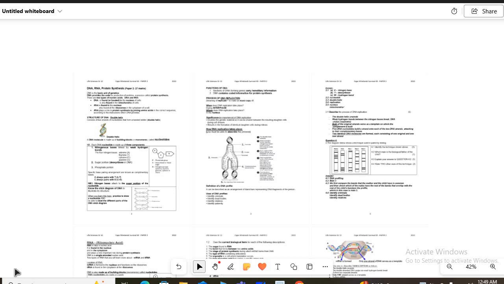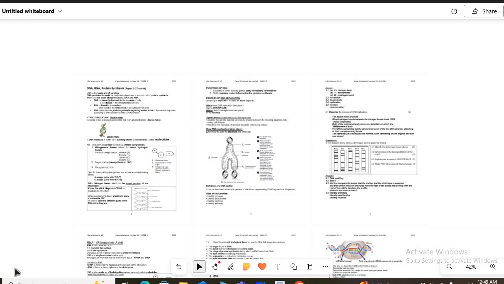DNA stands for deoxyribonucleic acid, and RNA stands for ribonucleic acid. The two kinds of nucleic acid found in a cell are DNA and RNA. These two nucleic acids are made of building blocks or monomers called nucleotides. DNA has 4 different nitrogenous bases: adenine, thymine, guanine, and cytosine, while RNA also has 4 different nitrogenous bases: adenine, guanine, cytosine, and, in RNA, we do not have thymine, but we have uracil.